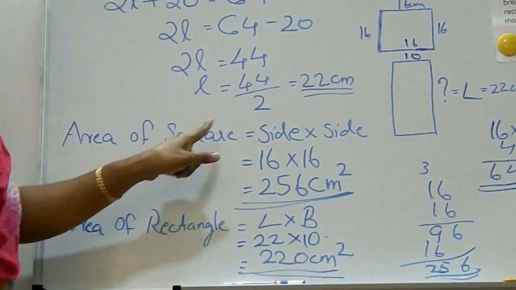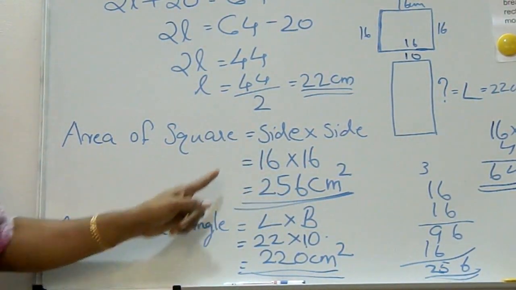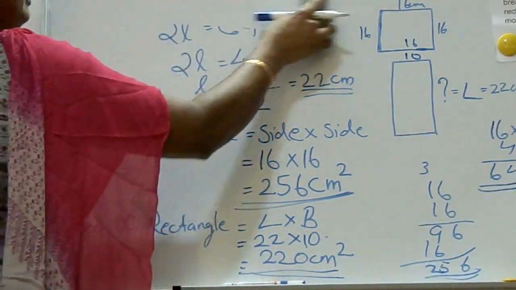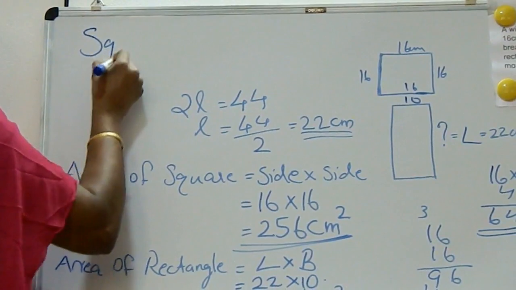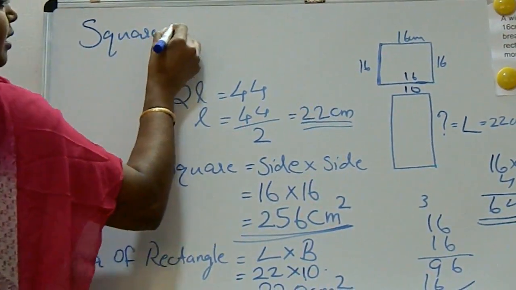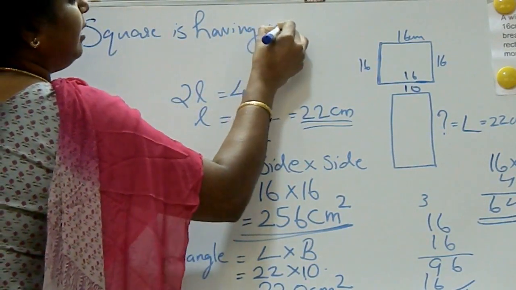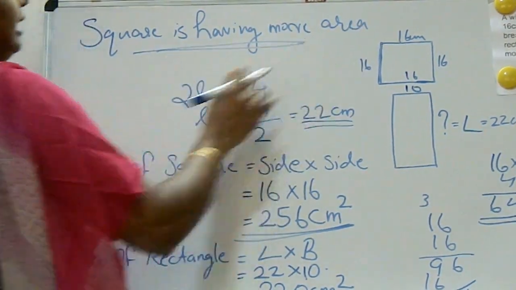And the square has 256 centimeter square area. Which one has more area? Square is having more area. That we have to write, because in the question they asked. Then square is having more area. This is the second answer.